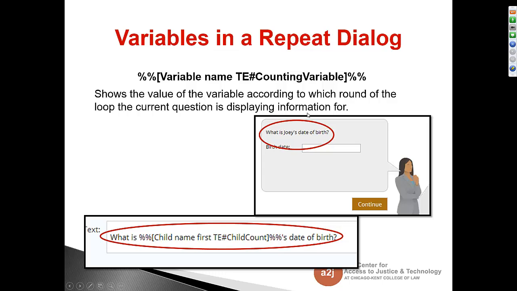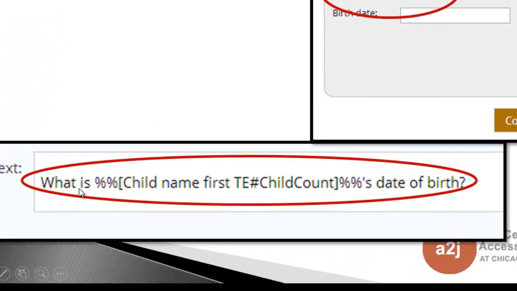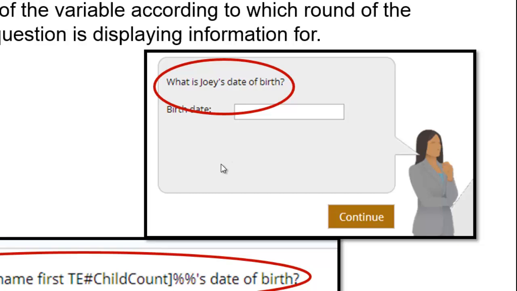So say I want to call out specifically that number 1 child or that number 2 child. But I don't want to have to type in child name first TE number one, because the second time they go through the loop, that's not going to be the correct name. I can use this variable macro, variable name TE pound, and then the counting variable, close the brackets, and then %%, to show the value of the variable according to which round of the loop the current question is displaying for. So here's the text: what is child name first TE pound child count, apostrophe S, date of birth? And each time I go through the loop, it's going to say, what is Joey's date of birth? What is Julie's date of birth? What is Bobby's date of birth? It's going to use the information from the previous question where I gathered the child's name to then specify for the end user which child I'm talking about.